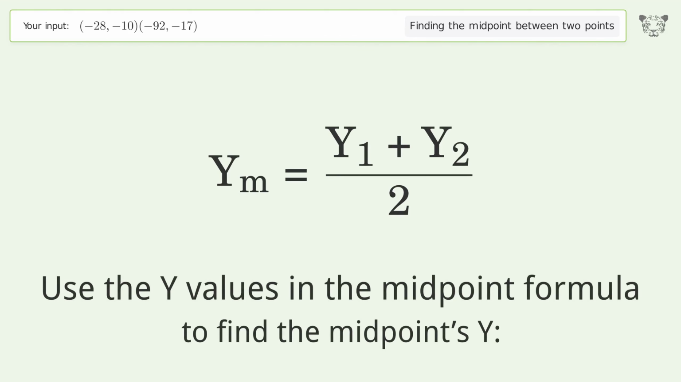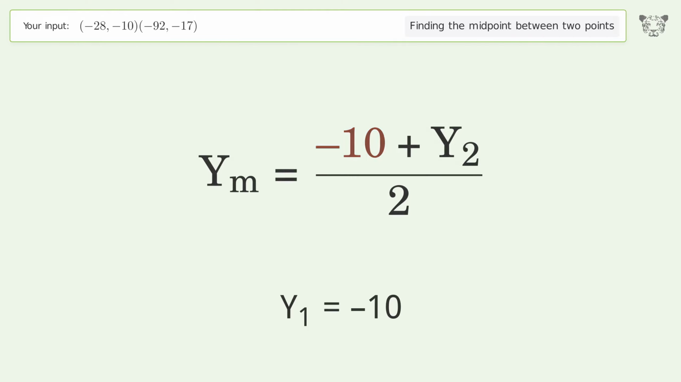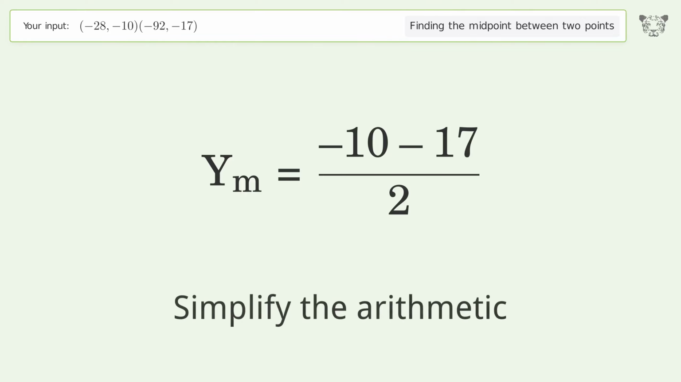Use the y values in the midpoint formula to find the midpoints y. y1 equals -10. y2 equals -17. Simplify the arithmetic.